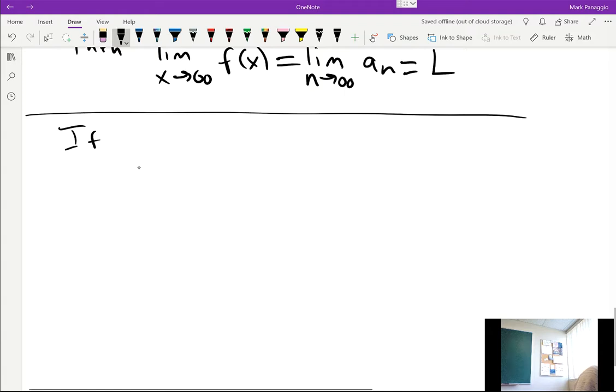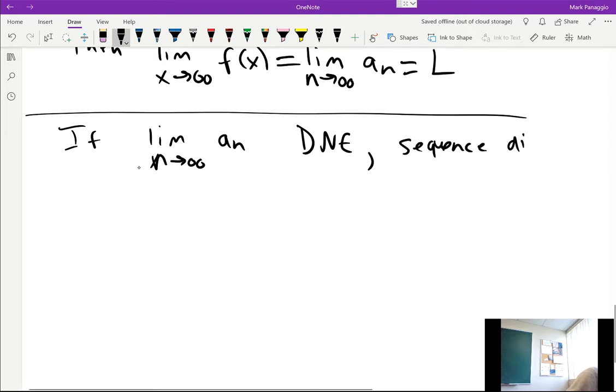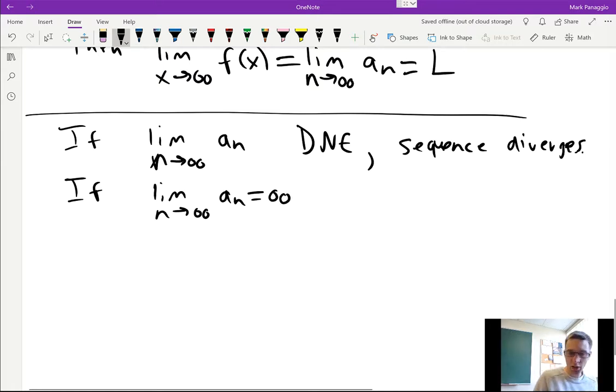Now, let me just quickly remind you of a couple of things that we can say about limits. If the limit as n goes to infinity of a_n does not exist, we would say that the sequence diverges. So if we're not really approaching anything at all, the sequence diverges, it doesn't have a limit. And if the limit as n goes to infinity of a_n is infinity, meaning we're not approaching a number, but the terms grow without bound, then we would say that the sequence diverges to infinity.